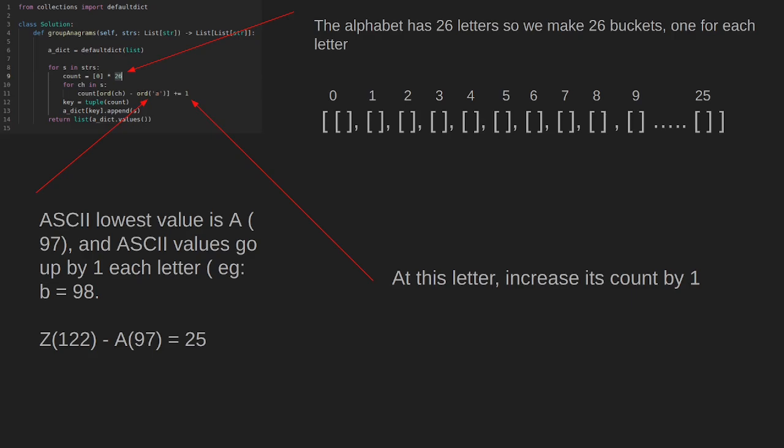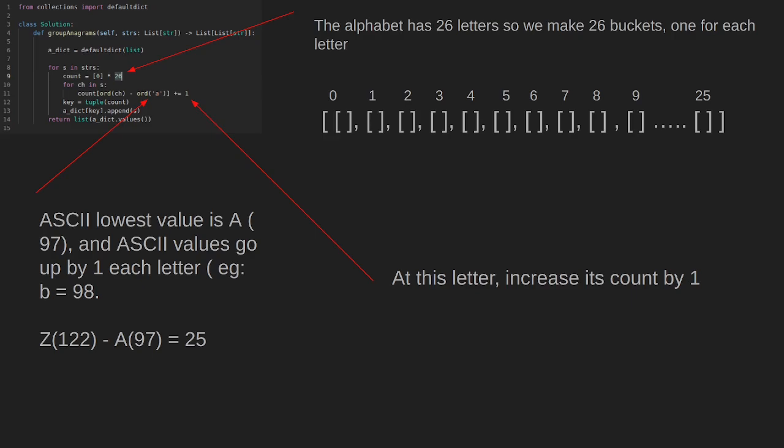So if we had a string like Bob, for example, it would go B minus A, so 98 minus 97 is 1. And it would go right here. Guess where B is. A would be right here, B is right here. And for this letter, it increases the count by 1. That's how we're going to keep track of the key.